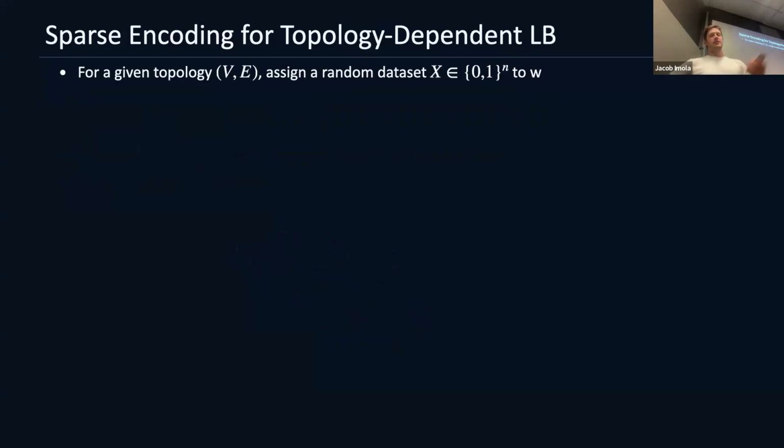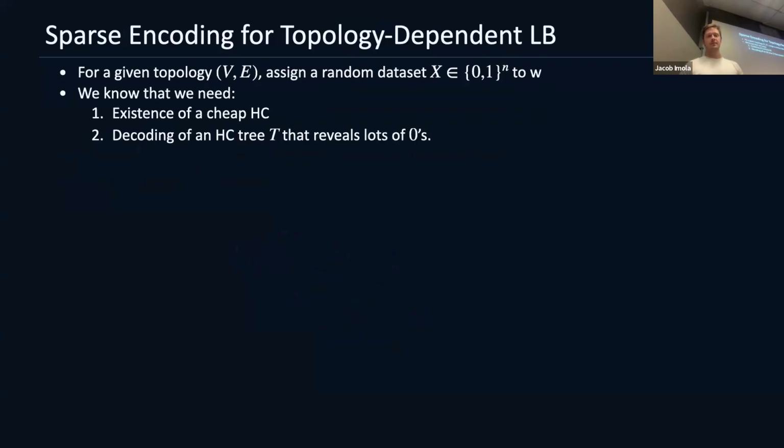So now let's take what we did for the minimum spanning tree and apply the same method. Given a topology, let's assign a random data set to the weights. We need a cheap hierarchical clustering to exist. And we also need a decoder that will reveal a lot of zeros given a cheap hierarchical clustering.